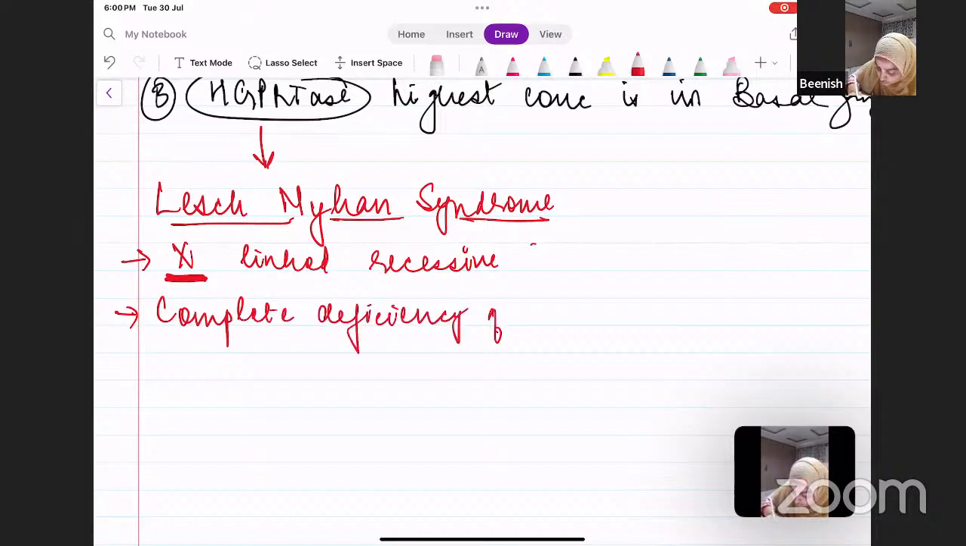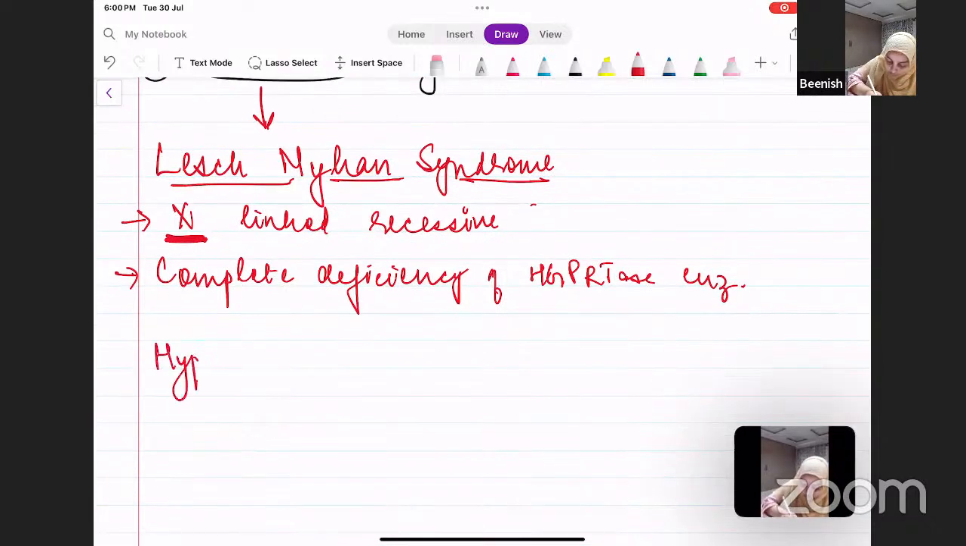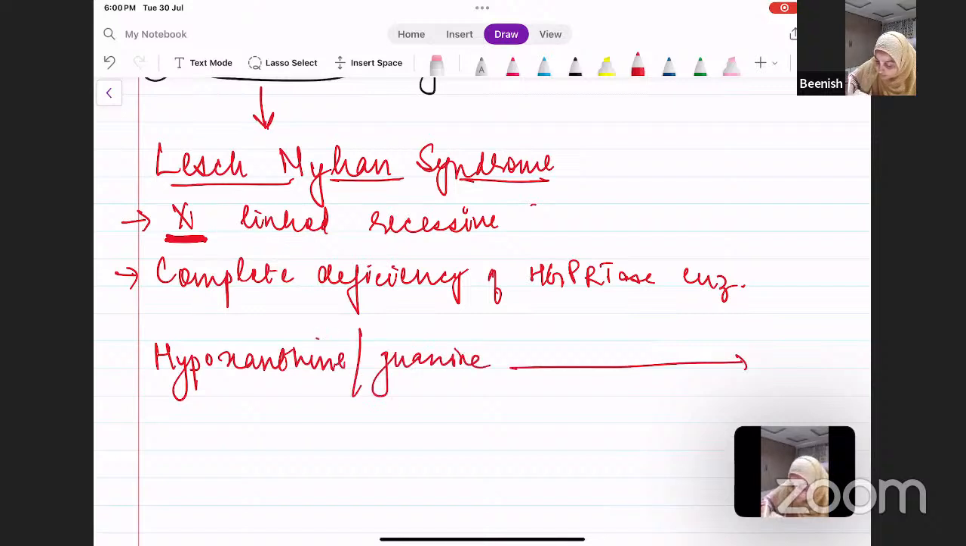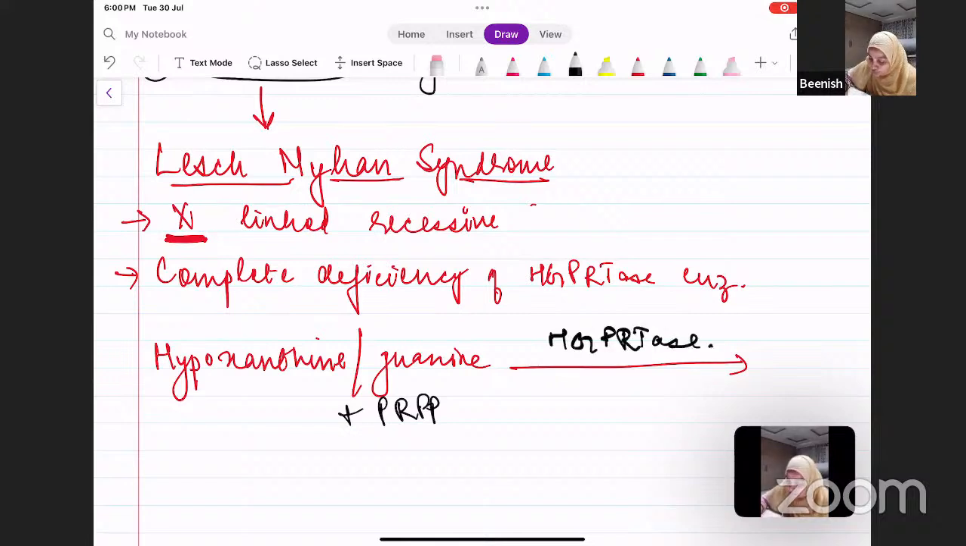Deficiency of HGPRTase enzyme. So what was your HGPRTase doing? It was salvaging your hypoxanthine and guanine. Okay. So your hypoxanthine or guanine, when PRPP was donated, phosphate and ribose sugar, this enzyme HGPRTase was acting, and what was being formed?